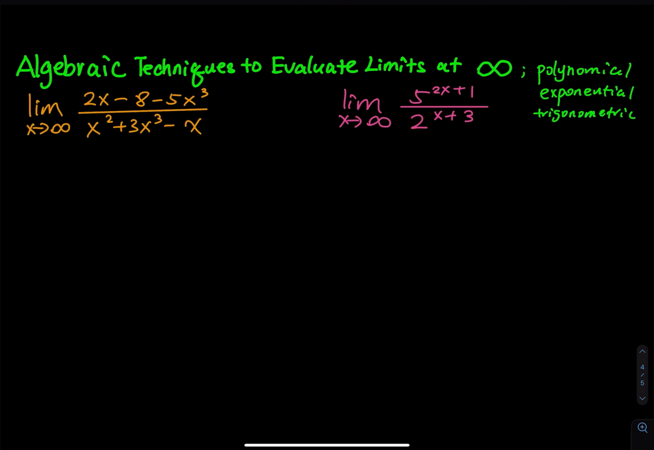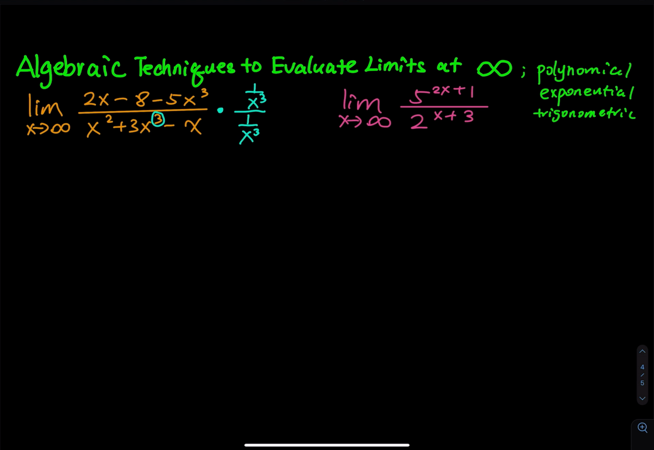Algebraic techniques to evaluate limits at infinity. I will go over examples related to polynomial, exponential, and trigonometric functions. The first one is a polynomial divided by another polynomial. In this case, you have to find the biggest exponent in the denominator, which is the third power. Then you divide each term by x raised to that power, which is 3. So we will divide each term by x to the third power.